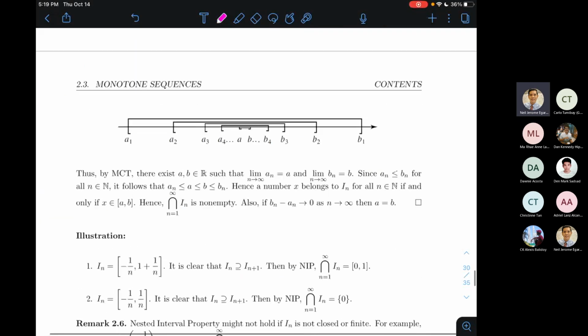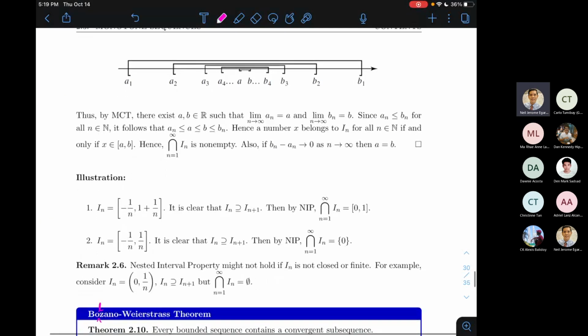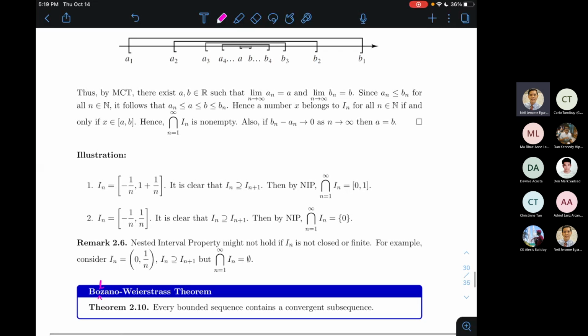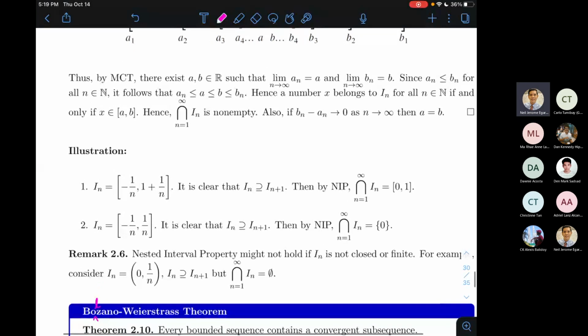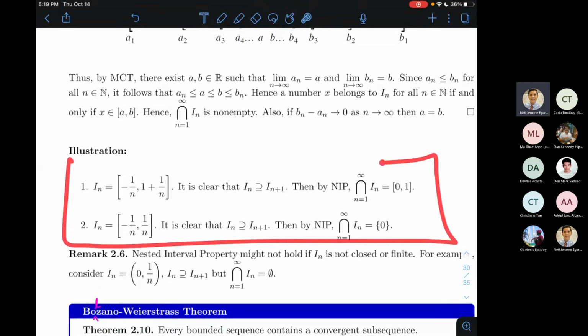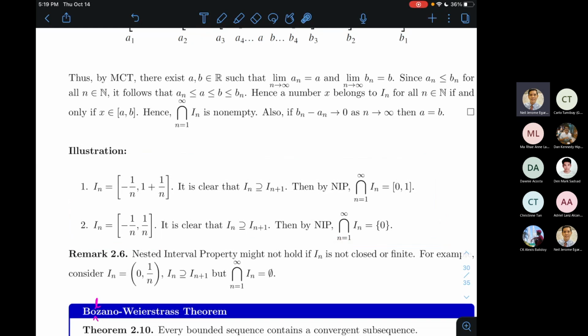Okay. In the worktext, there are some illustrations of the nested interval property. Kindly take a look at them. Tapos i-discuss natin sila next meeting. All right?